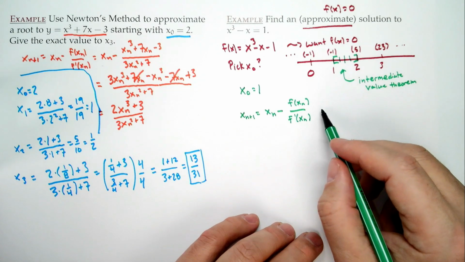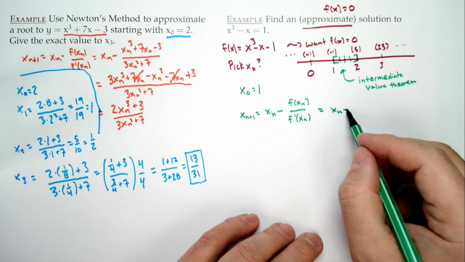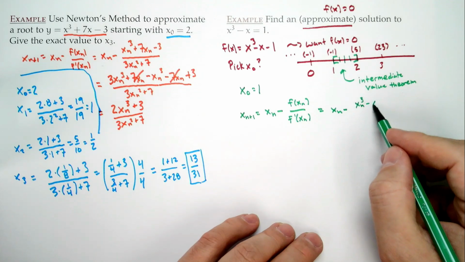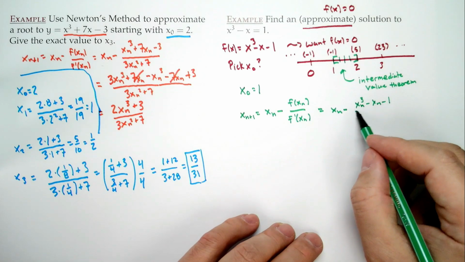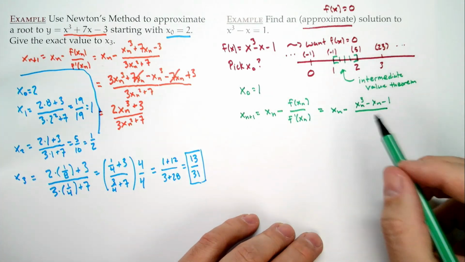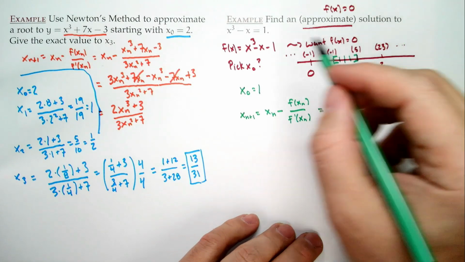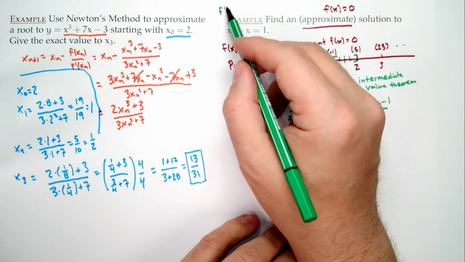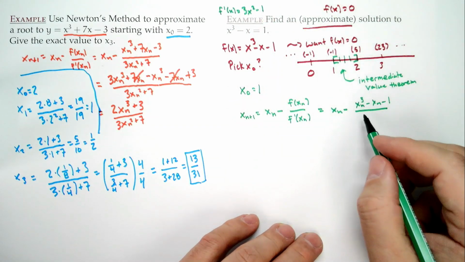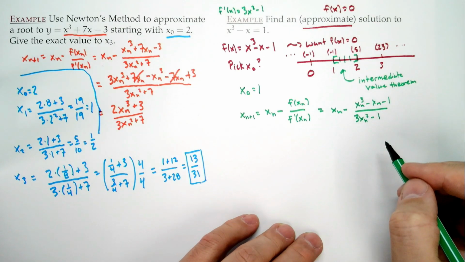Well, what's that going to be? That will be xn minus our function is xn cubed minus xn minus 1. Our derivative, well, our derivative of x cubed minus x minus 1 is 3x squared minus 1. So we can make a little side note somewhere. We have some, up here. F prime of x is 3x squared minus 1. So that's 3xn squared minus 1.